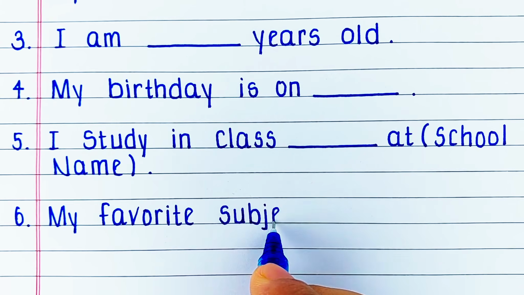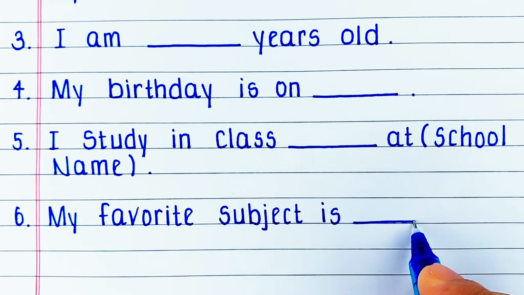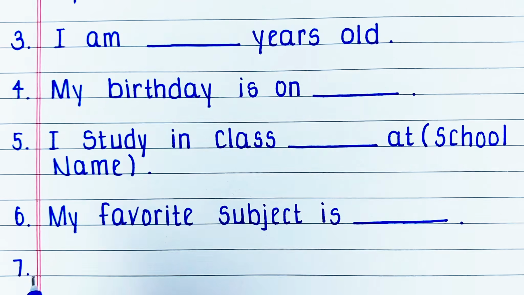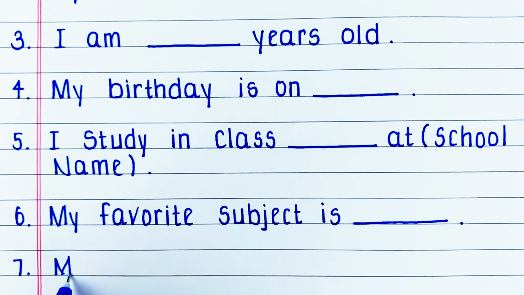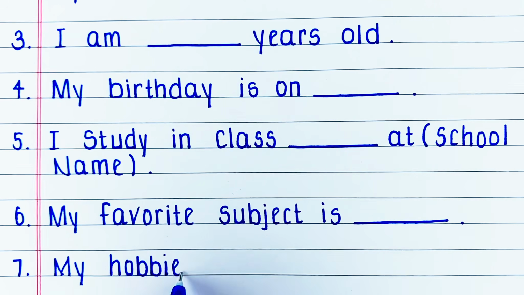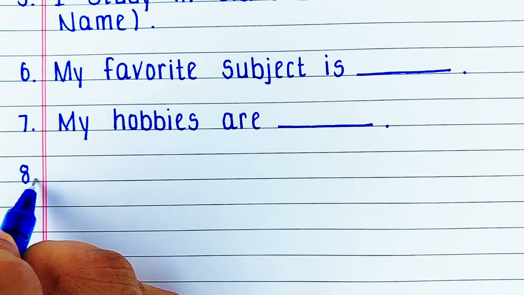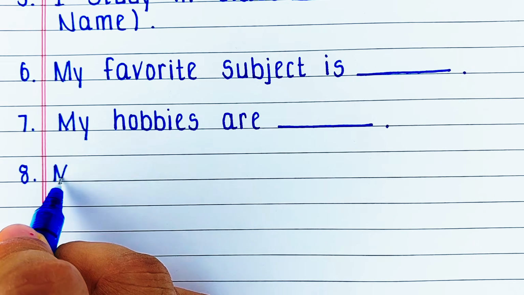Line number 6: My favorite subject is dash. Here write your favorite subject amongst your academic subjects. Seventh line: My hobbies are dash. Here you can write any of your hobby or hobbies.